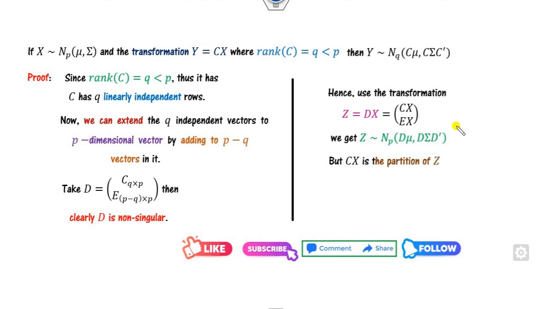So therefore, Cx is the partition of the z. Now z is my here. So therefore, Cx will follow my normal distribution of q variate, because this complete is my p, this is my q. The dimension of the Cx will be q cross 1. So this value will be my of here.